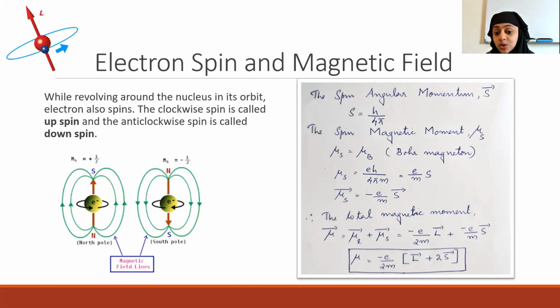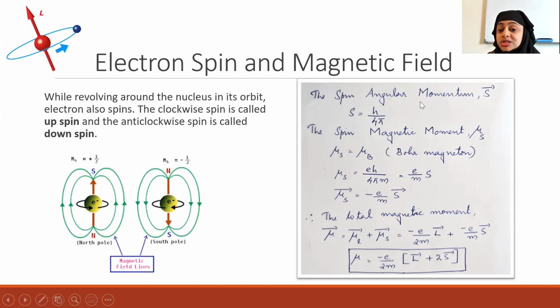Yes, teacher. We have already derived earlier the magnetic moment due to the orbital motion, that is revolution. Now we are going to derive an expression for the magnetic moment due to the spin motion. So any electron which is spinning will have its spin angular momentum S equal to h by 4 pi.